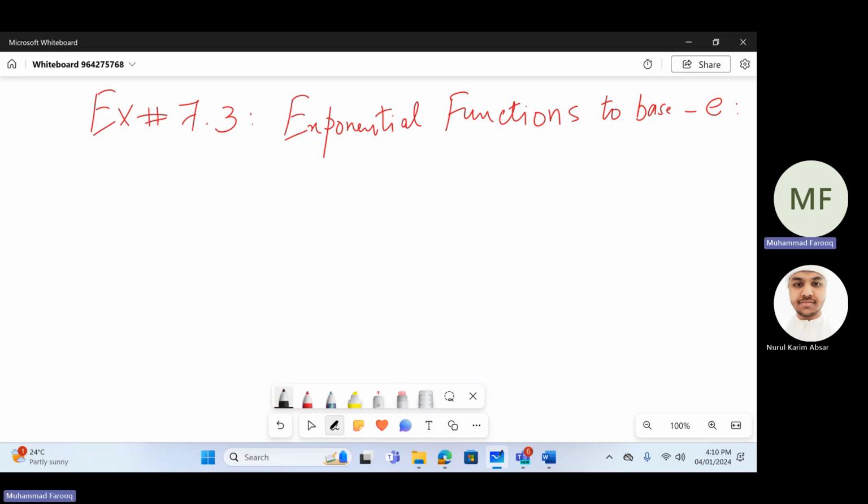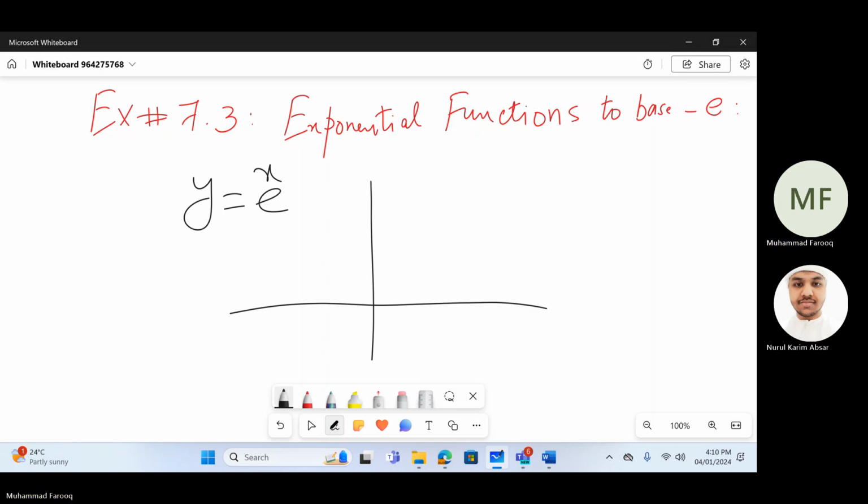I think you have the idea of the graph of y is equal to e power x. Actually, we are not interested at all in graphs, but okay, to some extent, we should know the basic graph of the exponential functions, please. So this is the graph of the base e exponential function. This is y is equal to e power x graph, okay?